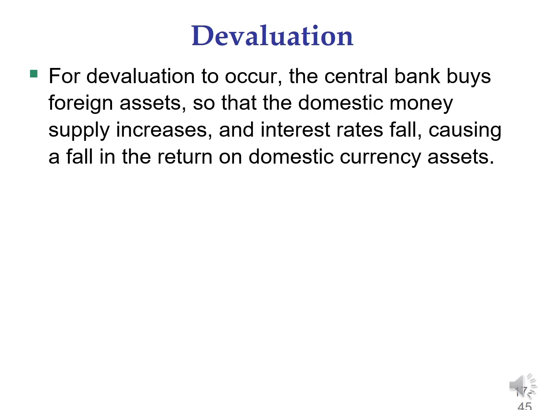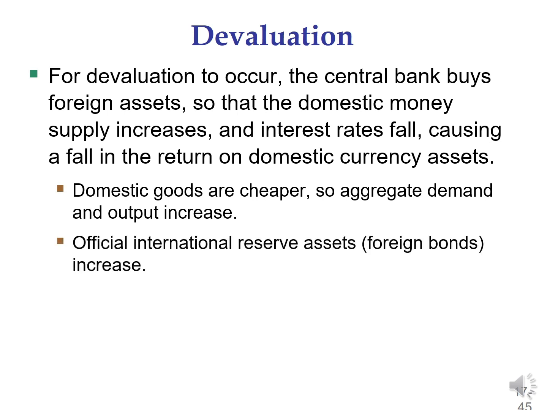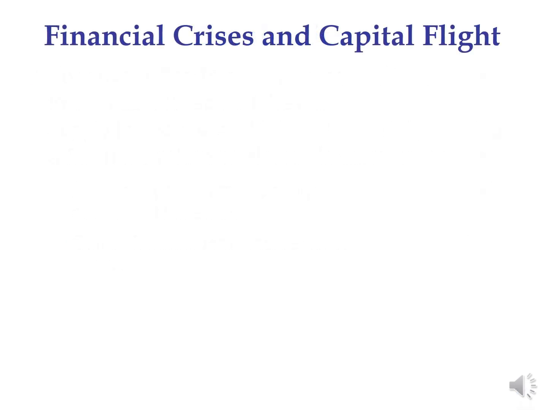Devaluation. For devaluation to occur, the central bank buys foreign assets so that the domestic money supply increases. The interest rate falls, causing a fall in the return on domestic currency assets. Domestic goods are cheaper, so aggregate demand and output increase. Official international reserve assets, or foreign bonds, increase.